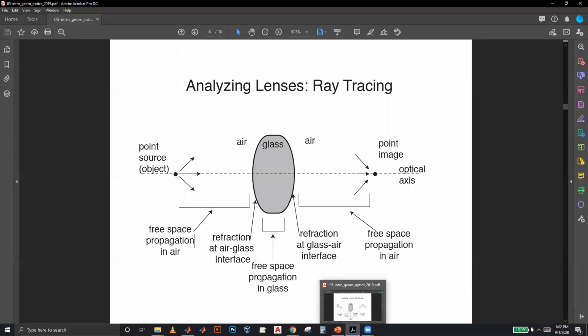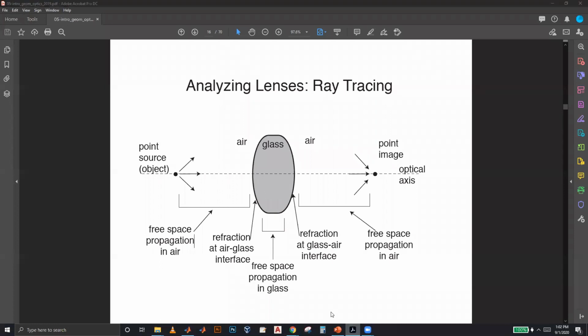Then light is going to propagate inside the glass, inside the thickness of the lens.